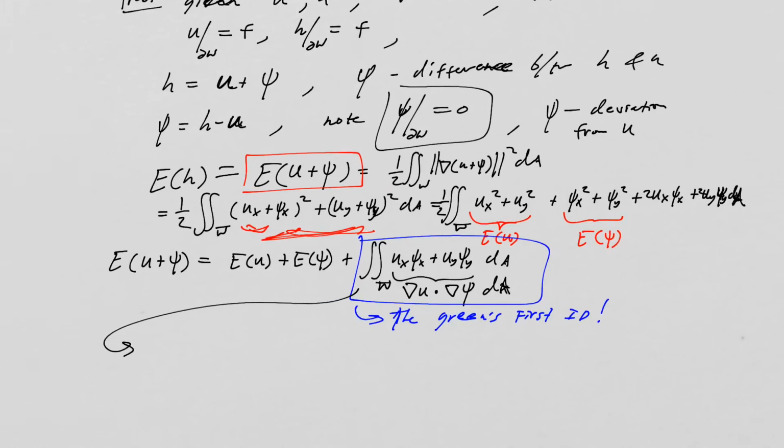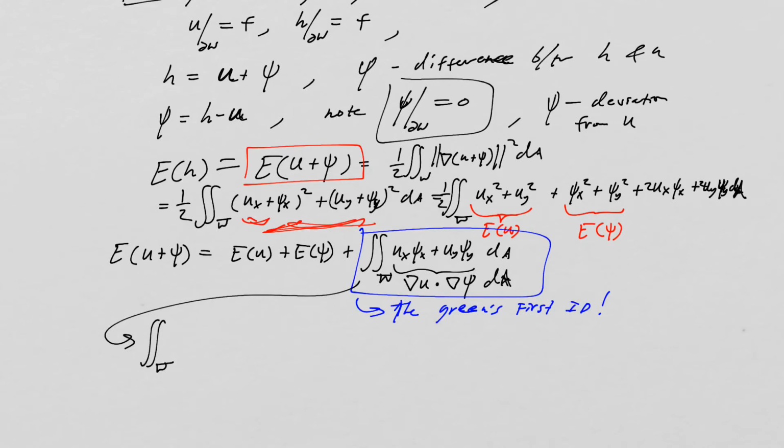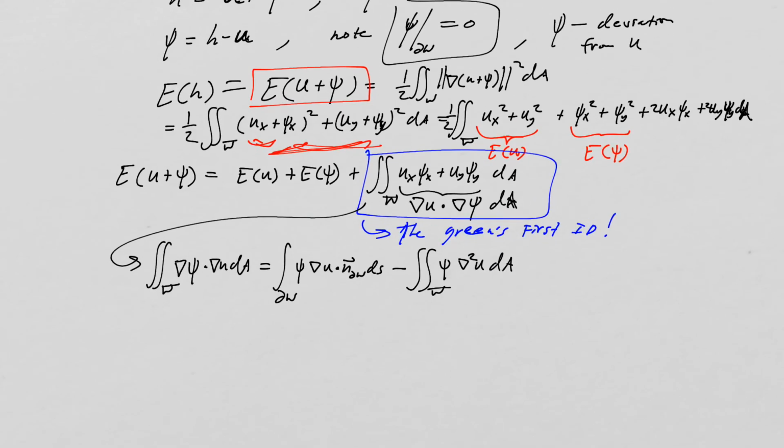So let's just work on this one term here. What we have is grad psi dot grad u dA. We can write this as the flux integral of psi times the gradient of u dotted with the normal vector of the boundary of the set, ds, minus the double integral over W of psi times the Laplacian of u dA. So let's look at a few facts.